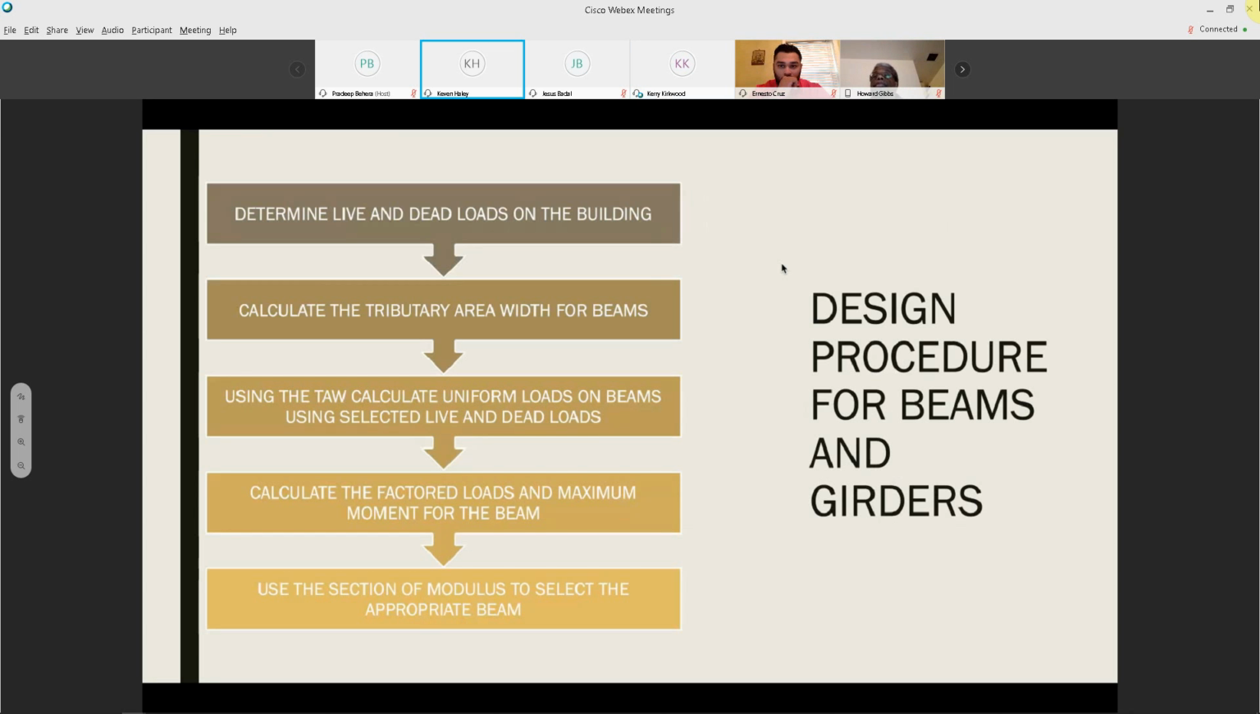So the design procedures for the beams and girders. Steel beams carry the uniform load of the floor, and girders carry point loads from the beams to the columns. To select the steel beams, we use the steel design manual, table 1-1, and of course following these steps to select the appropriate beam. Next slide.